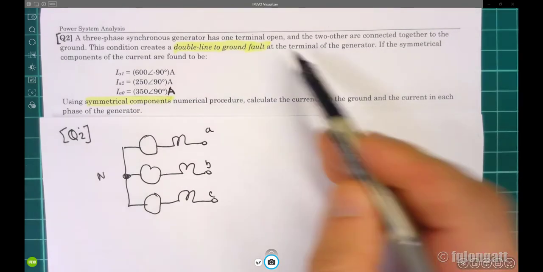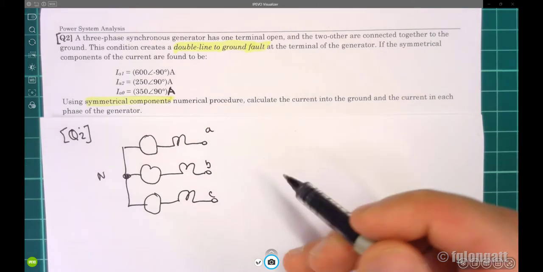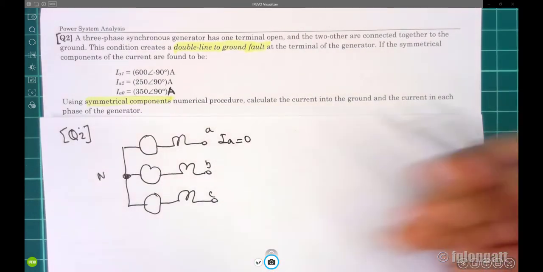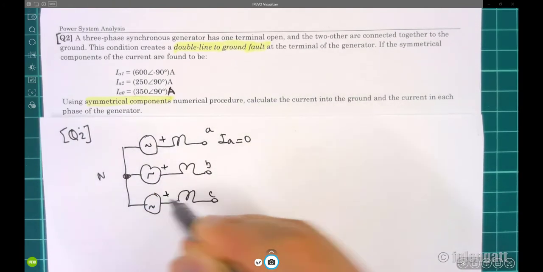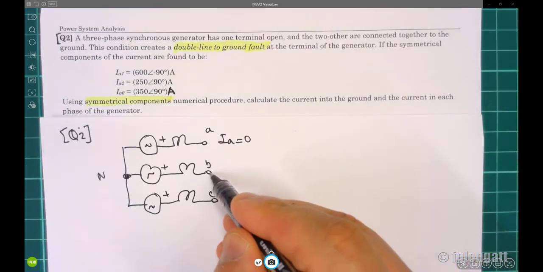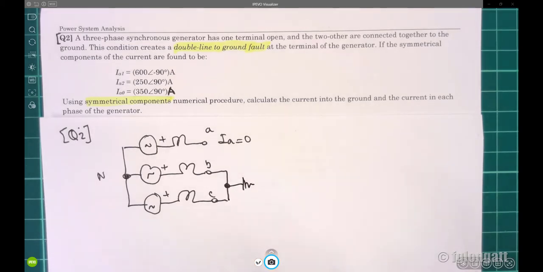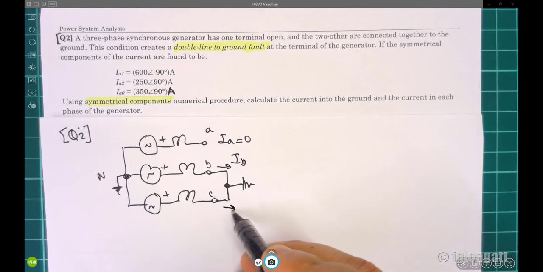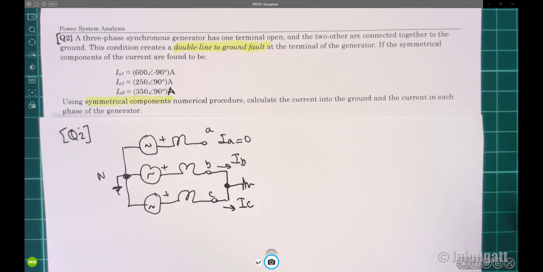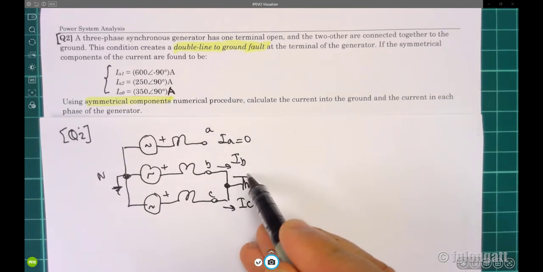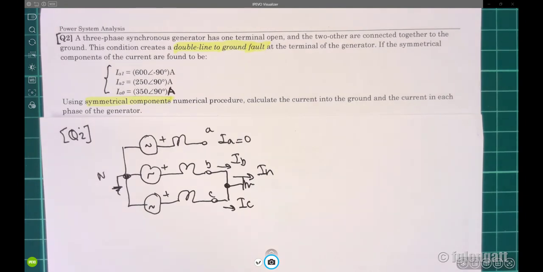One of the terminals is open, and usually we say that it is A, and that is the reason the current here should be equal to 0. Then the two others are connected together and then to ground. We can assume that this is a star-connected generator, and the neutral is connected to ground. Here we have a current B and a current C, and we have the positive, negative, and zero sequence currents. The question is, how much are those currents and how much is the current going from neutral to ground? This is a very simple problem. All my students must be able to do this with their eyes closed.